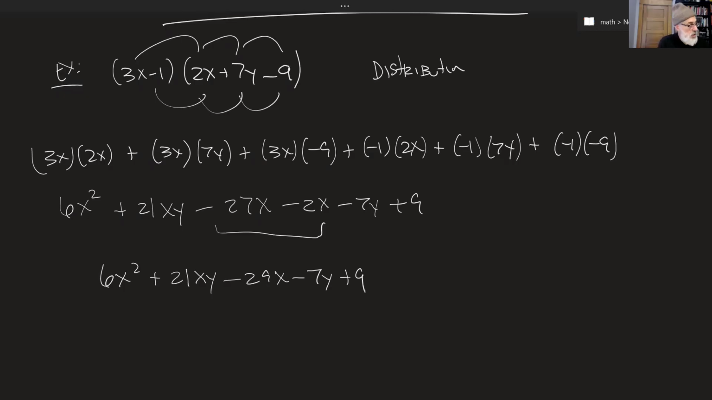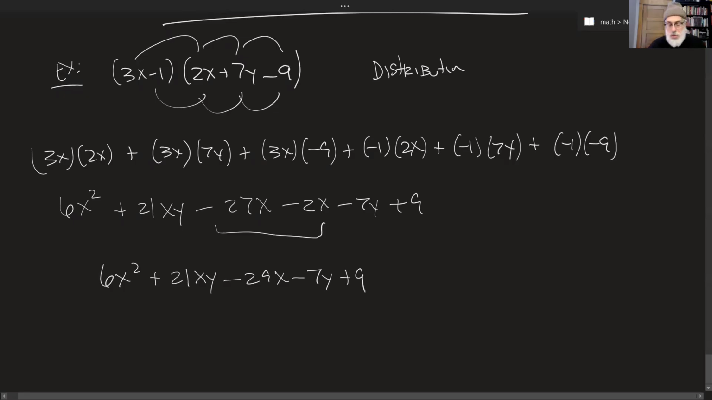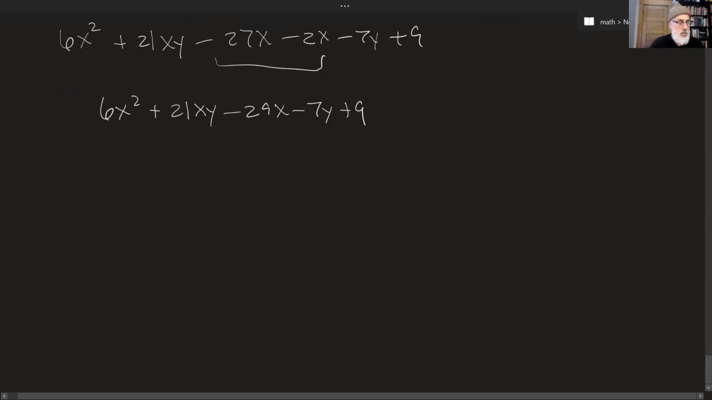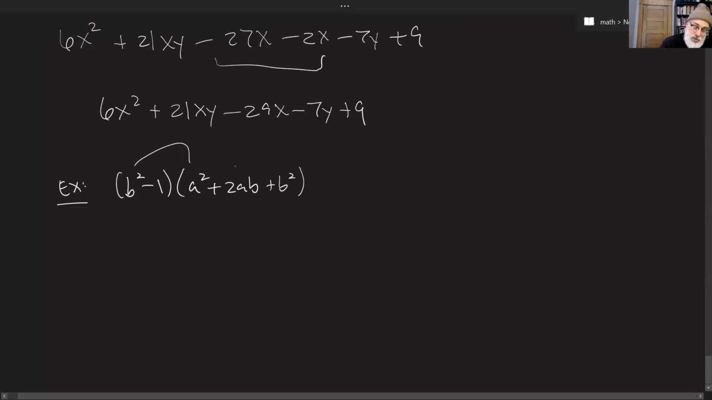All right, one more example. Let's use some other variables here. I'll use a and b. Typically, we don't use a and b as variables, but again, it's just so we get more comfortable with looking at different variable letters. So I'm going to distribute here b squared over each term. And I'll write that literally.